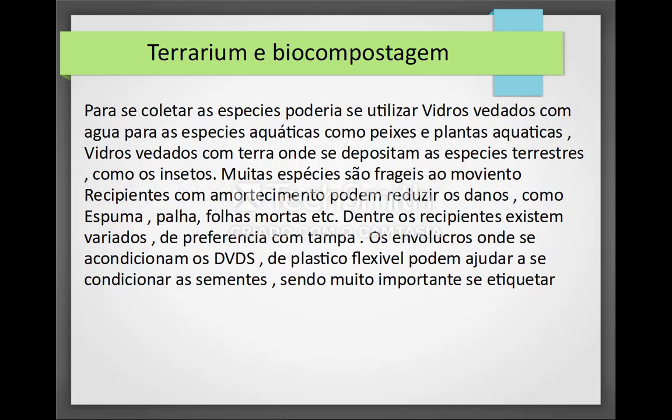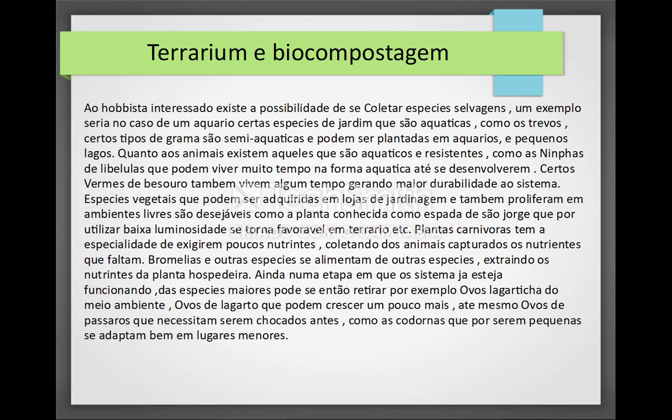The interested hobbyist has the possibility of collecting wild species. An example would be, in the case of an aquarium, certain garden species that are aquatic, such as clovers. Certain types of grass are semi-aquatic and can be planted in aquariums and small ponds. As for animals, there are those that are aquatic and resistant, such as dragonfly nymphs that can live long in aquatic form until they develop. Certain beetle worms also live for some time, generating greater durability to the system.